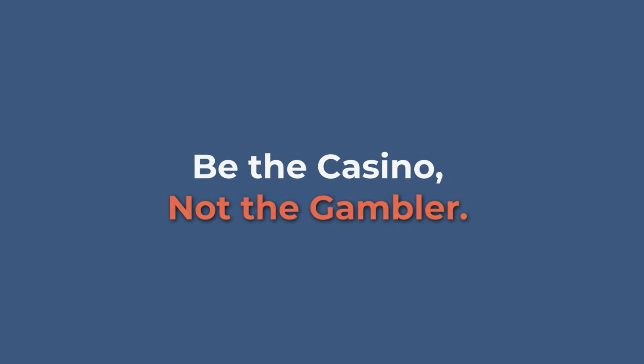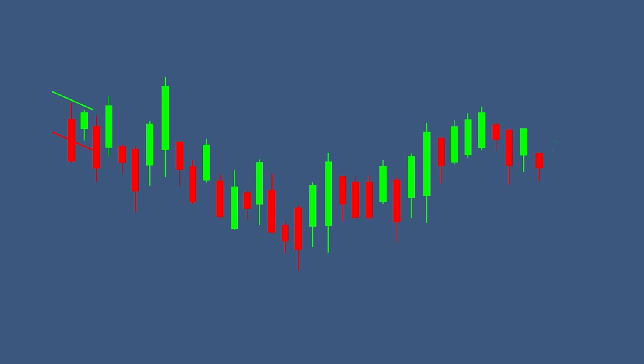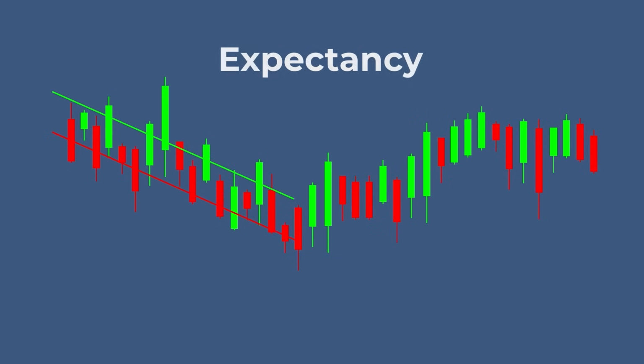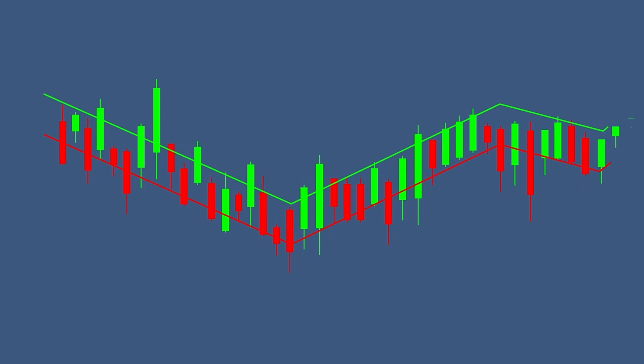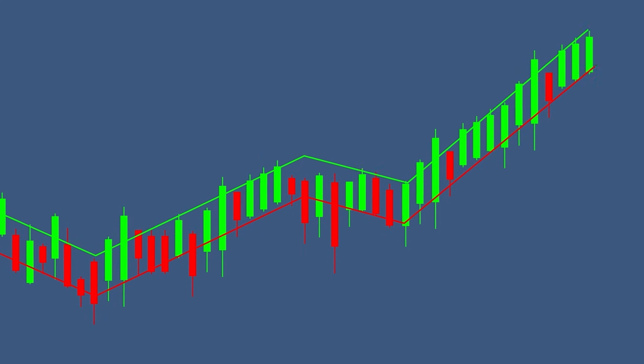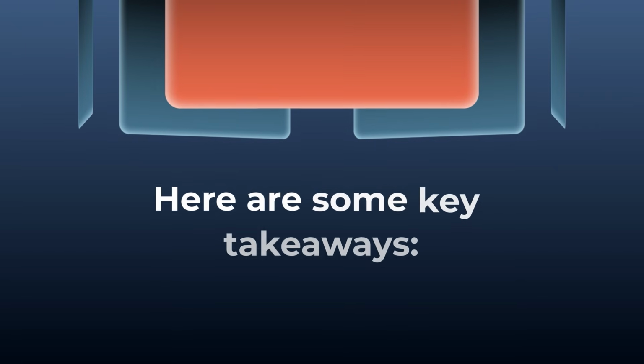Be the casino, not the gambler. The beauty of trading is that unlike gambling, you can design your own edge. By understanding expectancy, managing risk, and sticking to a consistent plan, you can tilt the odds in your favor and play the long game. Here are some key takeaways.